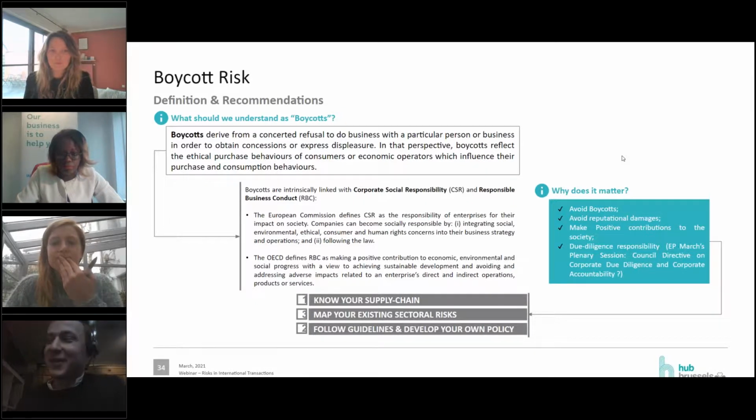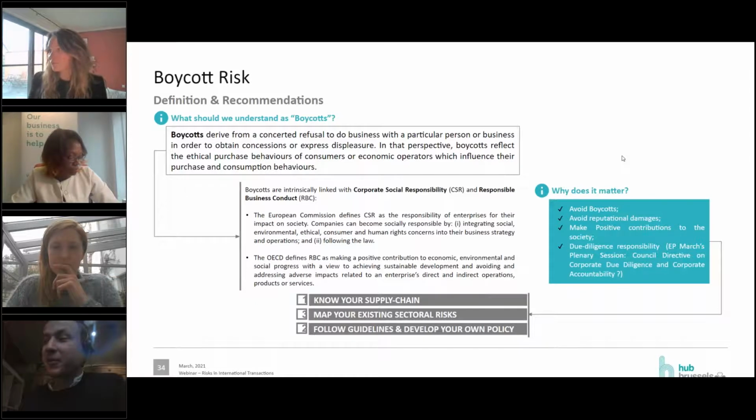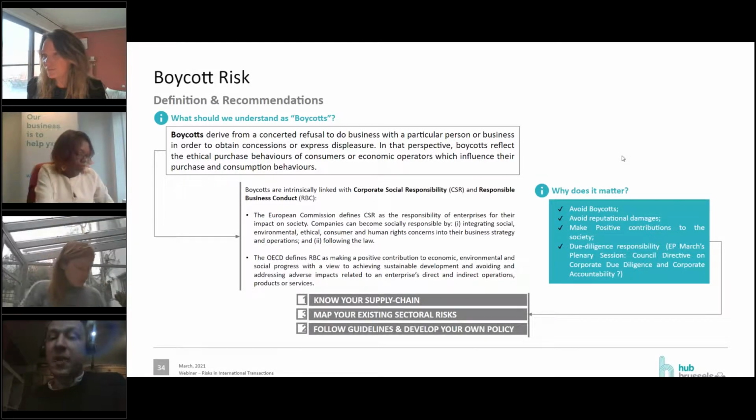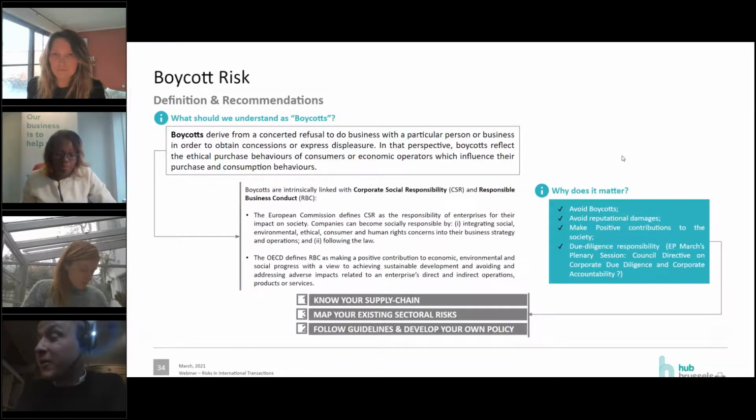Why does it matter? Of course, first is to merely avoid boycotts. Second, avoid the subsequent or inherent reputational damages, because I'm pretty sure that people on social media or even in the news or NGOs too could make bad marketing on your activities. And on the contrary, if you include that kind of corporate social responsibility considerations when involved in international transactions, then you will make positive contributions to society.